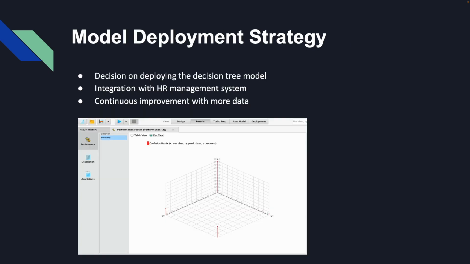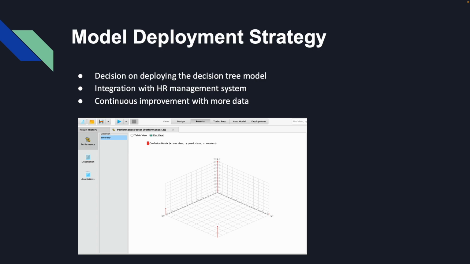Based on the insights and performance metrics, I'll discuss the rationale behind choosing the decision tree model for deployment. This includes considerations like the model's interpretability, the ease of implementation, and adaptability to real-time data. I've also explored how this model can be seamlessly integrated into the existing HR management system. This integration would enable continuous monitoring of retention risk factors and facilitate proactive interventions.